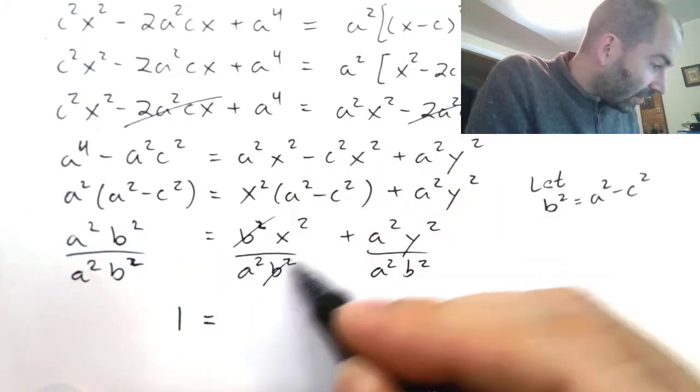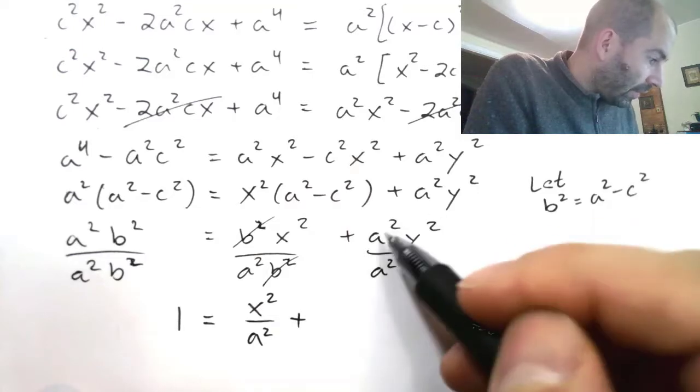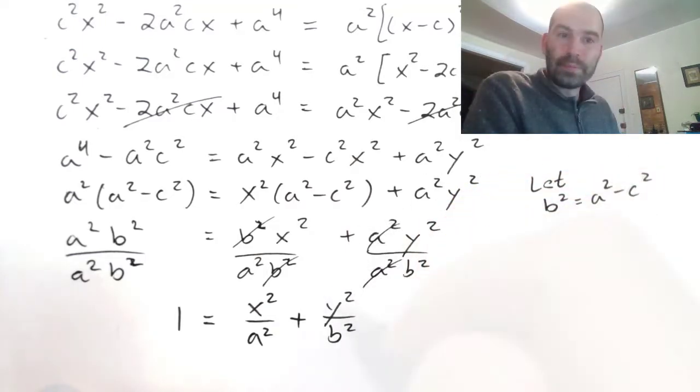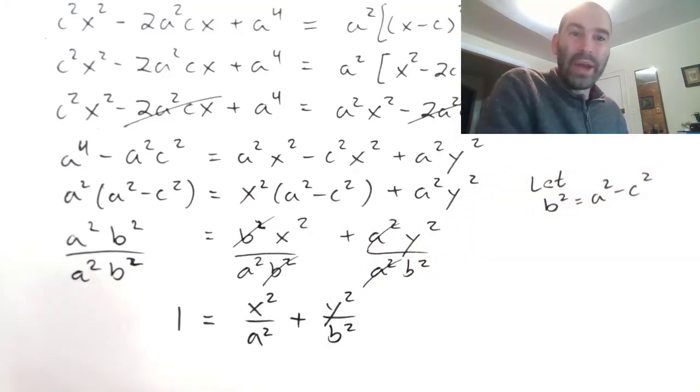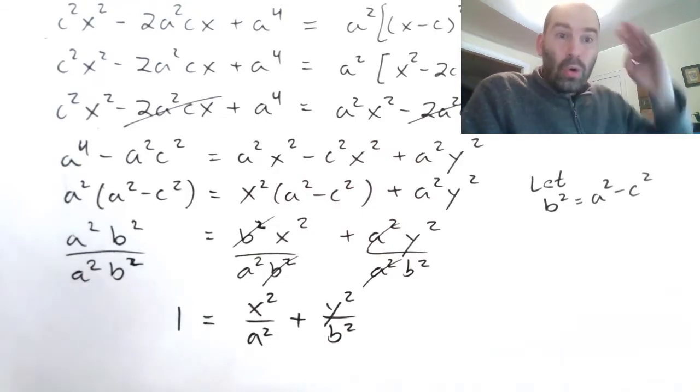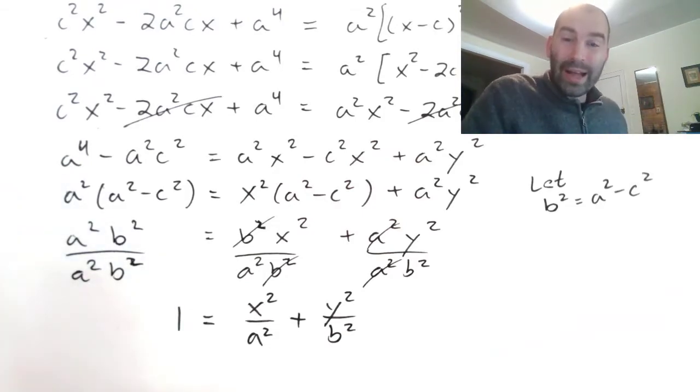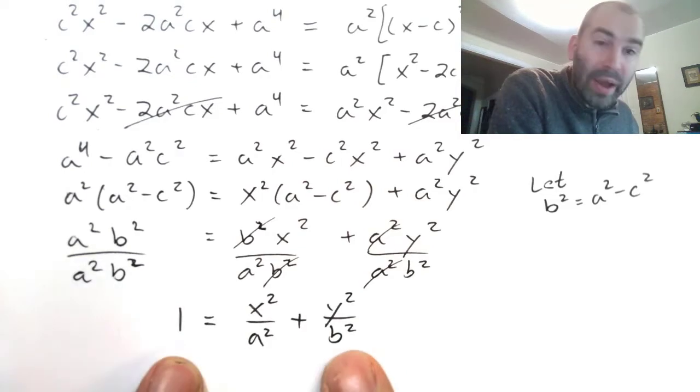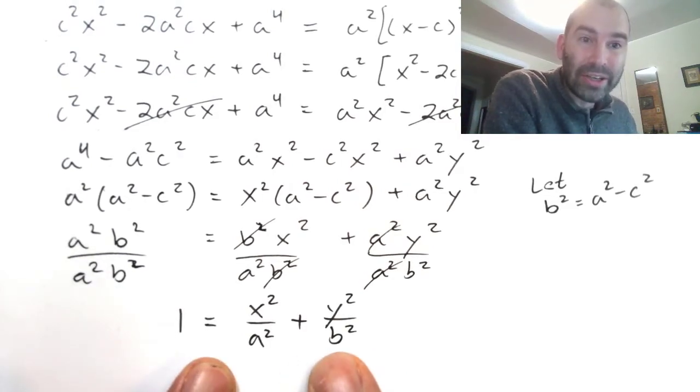Here, the b squareds cancel, and here, the a squareds cancel. And here we have the equation of an ellipse. Whew, took a lot of work, but we got there. Basic algebra, just basic algebra. And it got hairy in the middle there, but we persevered and we made it through, and we got quite a nice little equation here.